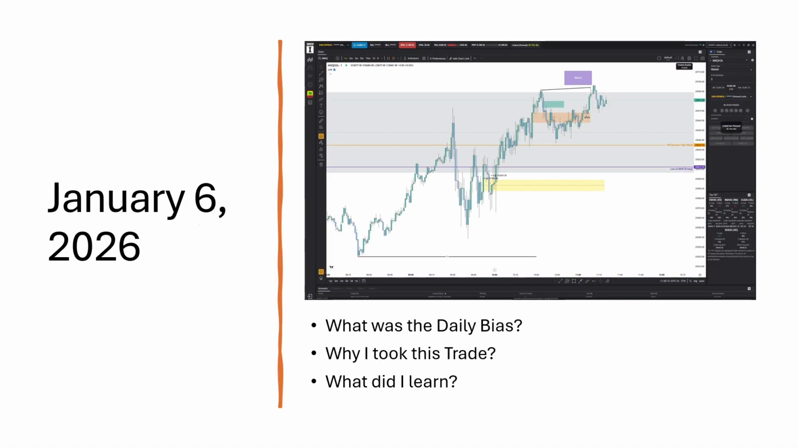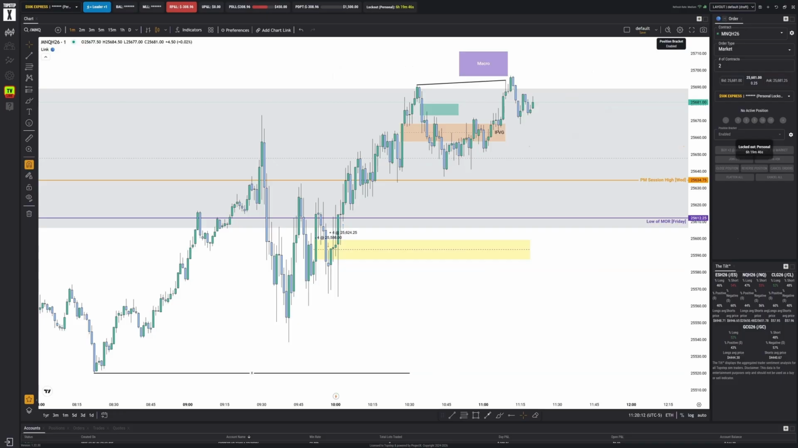Each trade we're going to look at, we're going to have these three criteria and we're going to go over them. What was the daily bias for me, why I took this trade, and what did I learn from this? On this specific trade, I had a process before that I had forgotten about that I had seen on Monday and then started implementing it later on. So what was my bias?